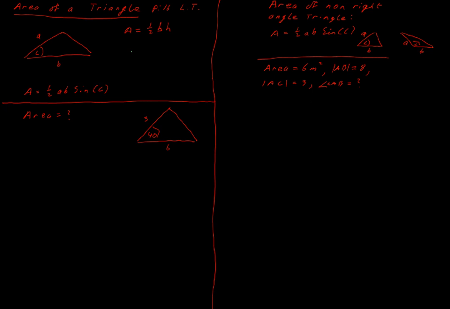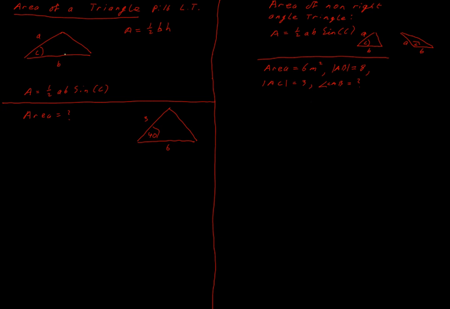Now, let's have a look at the area of a triangle, and specifically a formula that works quite well with non-right angle triangles, though it works with any triangle. Now, the formula for the area of a triangle that we have known for years is area is equal to half the base by the perpendicular height.